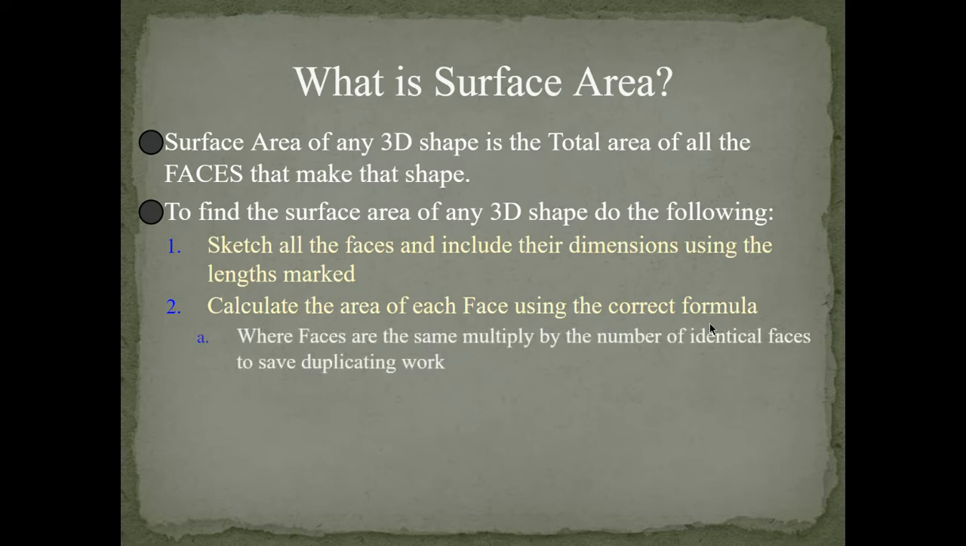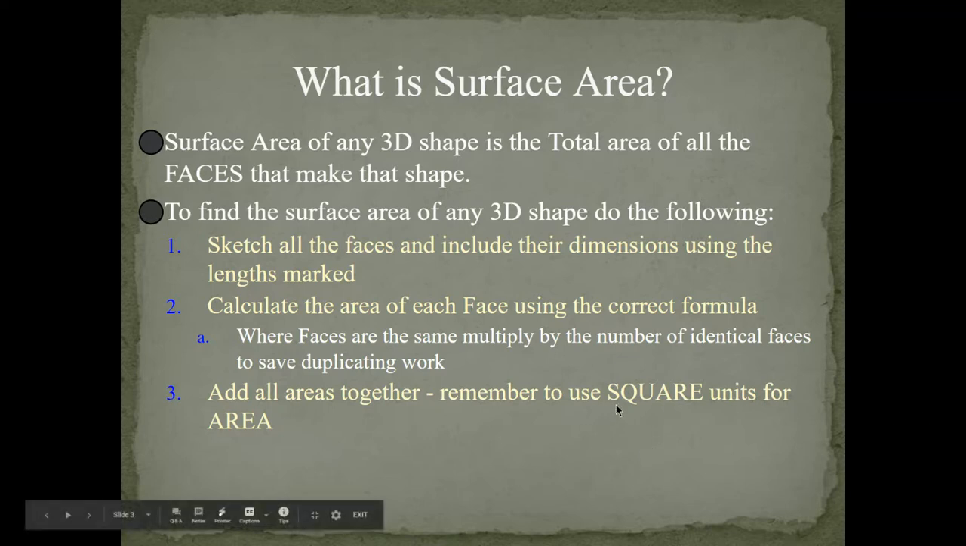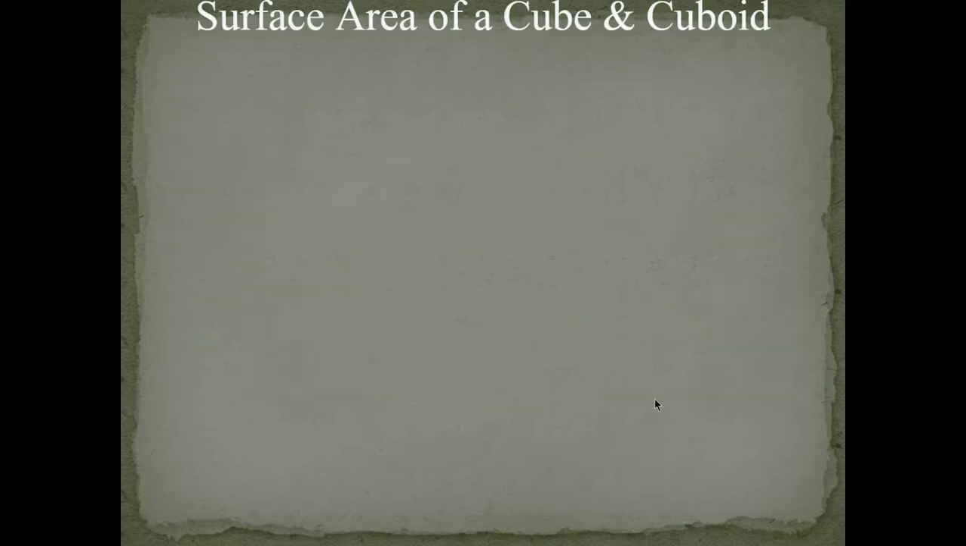If in a particular shape there are faces that are the same on opposite sides of the shape, then you only have to work with the formula once and then multiply by the number of identical faces, which you'll see in the examples that are coming. Once you've got all your separate areas of all your faces, add all your areas together and remember that this is area we're working with, so you must remember to put in square units for your area.